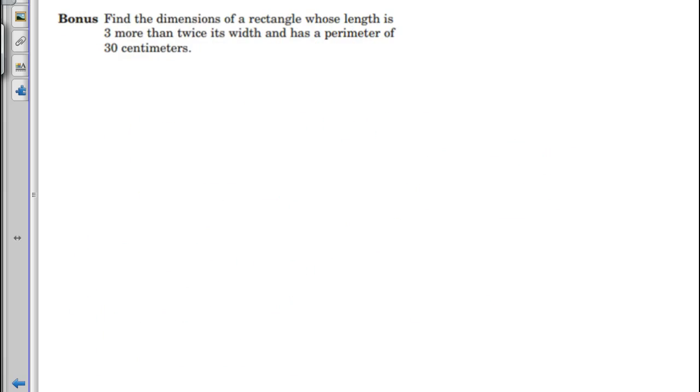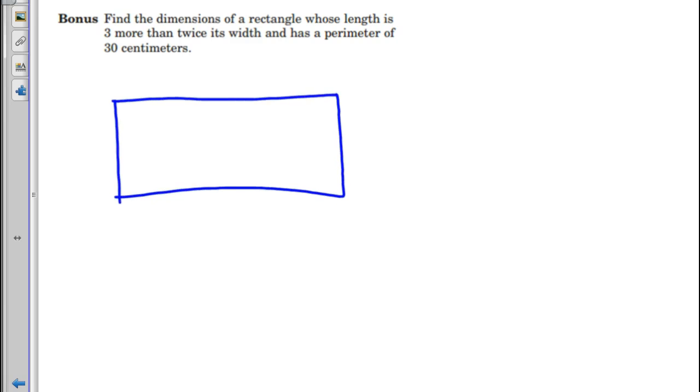All right. Find the dimensions of a rectangle whose length is 3 more than twice its width and has the perimeter of 30 centimeters. Okay, find the dimensions of a rectangle. So I'm going to draw a rectangle. The length is 3 more than twice the width. So I'm going to put an X here. And the length is 3 more than twice the width. So twice the width and then 3 more than that. All right. It has the perimeter of 30 centimeters. Okay, so here's what I know. This is X and this is 2X plus 3.